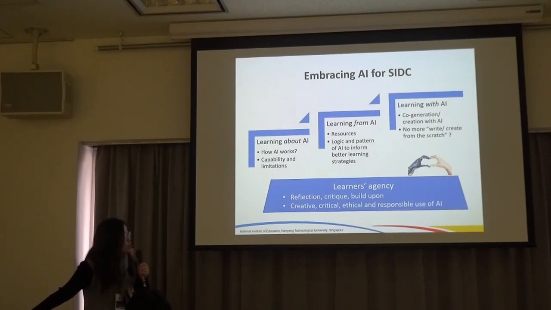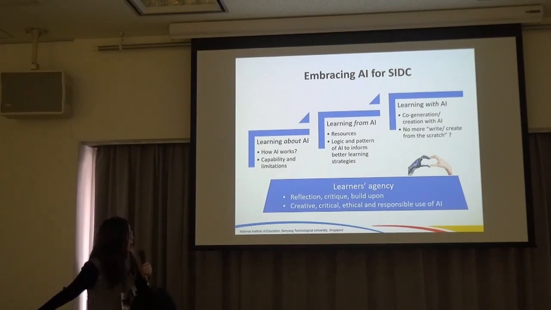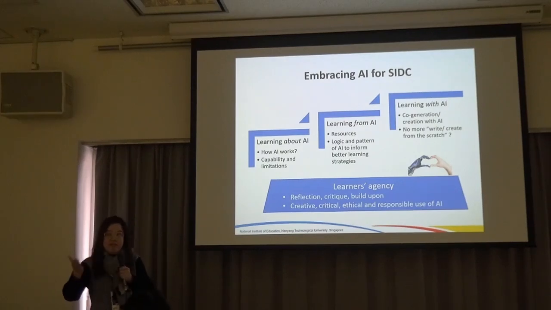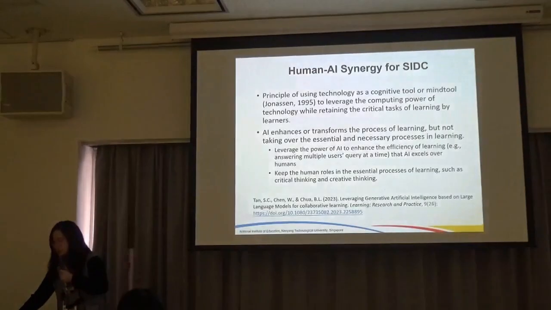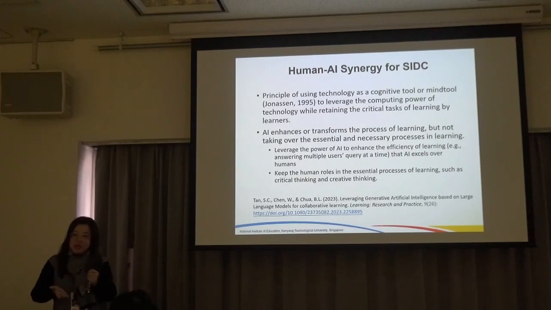Perhaps in the near future, there will be no more writing or creating from scratch. At least in the workforce, in many industries, we no longer start from scratch, right? We're co-generating with the AI. But no matter what, learners' agency, humans' agency always needs to be highlighted. So students and learners need to reflect, critique, and build upon. When they are engaged in ICIDC, whether seamlessly or pervasively, in whatever context, when they are tapping on the affordances of the AI, learner agency needs to be highlighted. So we are promoting creative, critical, ethical, and responsible use of AI for their ICIDC. Okay, so this is a concept I always highlight, at least in our courses in our department: human-AI synergy for ICIDC in the future.